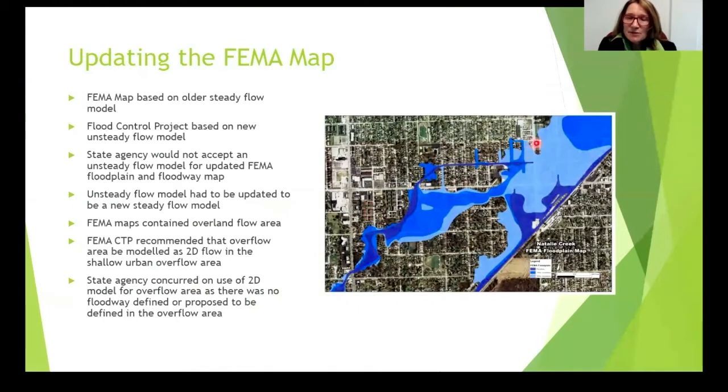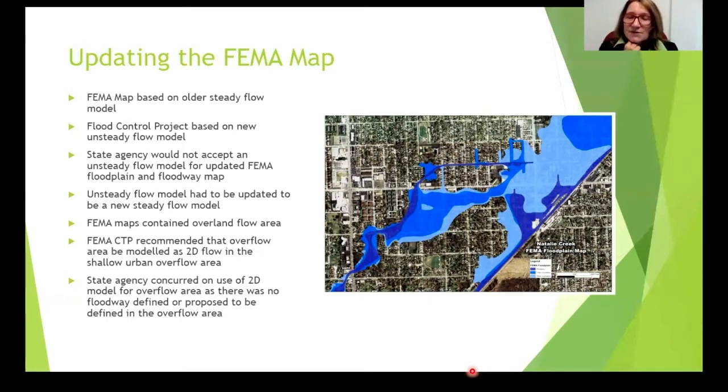So here is the current floodplain map. Here's Midlothian Creek that we talked about. And there's Natalie Creek where the channel is, that straight channel piece. And this is the overland flow area. The FEMA map is based on an older steady flow model. And the new flood control project that was being built is an unsteady flow model.